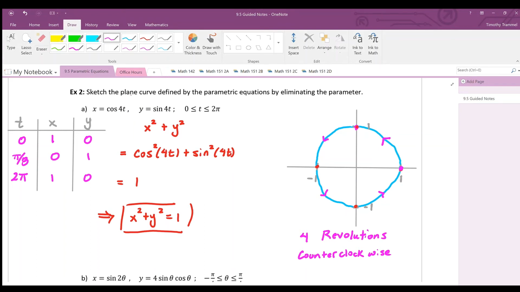The last thing I'd like to mention here is that if you're plotting a circle or an ellipse, find the period and divide it by 4, and that amount of time should be the amount of time it takes to do 1/4 of a revolution. Let's go ahead and try the next example.